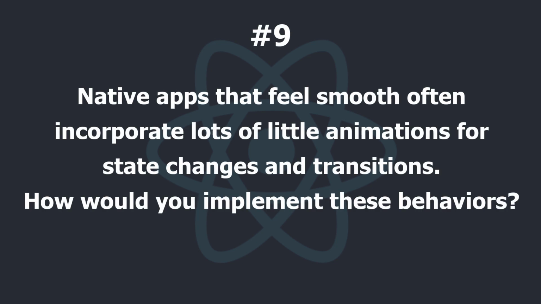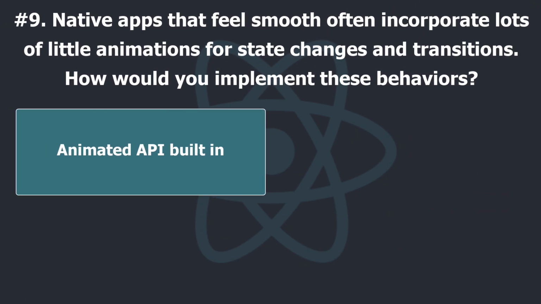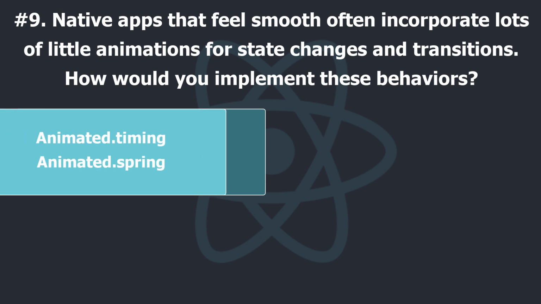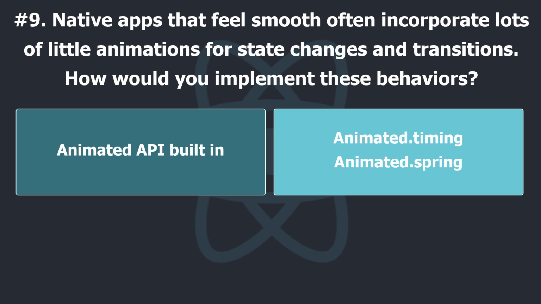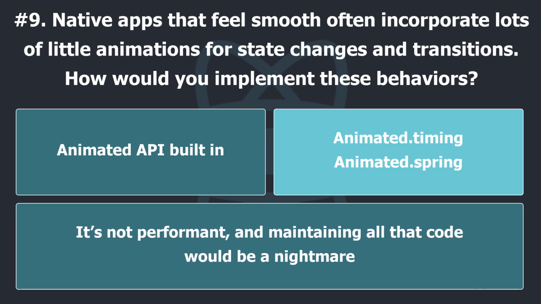Native apps that feel smooth often incorporate lots of little animations for state changes and transitions. How would you implement these behaviors? React Native comes with the Animated API built in. This API is declarative. We define specific animations using Animated.timing, Animated.spring, etc., and provide the exact parameters needed for the animation to run. This technique falls apart when we need lots of subtle and delicate animations on the fly. It's not performant, and maintaining all that code would be a nightmare.